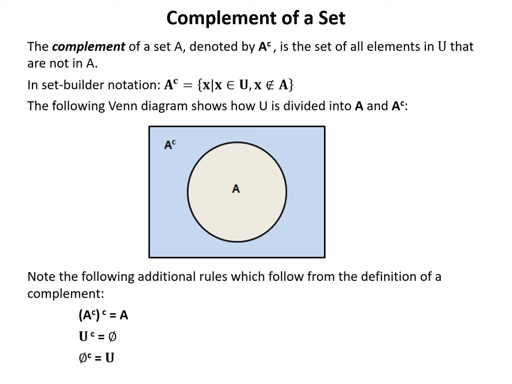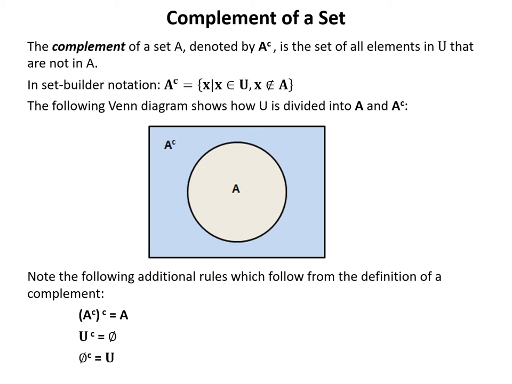Note the following additional rules which follow from the definition of complement. You see the first one below is written A complement, and then we take the complement of that, and we use the brackets to help us out with that. So another way of saying that is the complement of A complement is equal to A. In other words, if you take the complement of a set, it sort of cancels out to give you the set that you were starting with. So A complement, complement just equals A. If you look at the Venn diagram, you can see that if you're not in the part that's not in A, well, then you're back in A. It's another way of thinking of that.